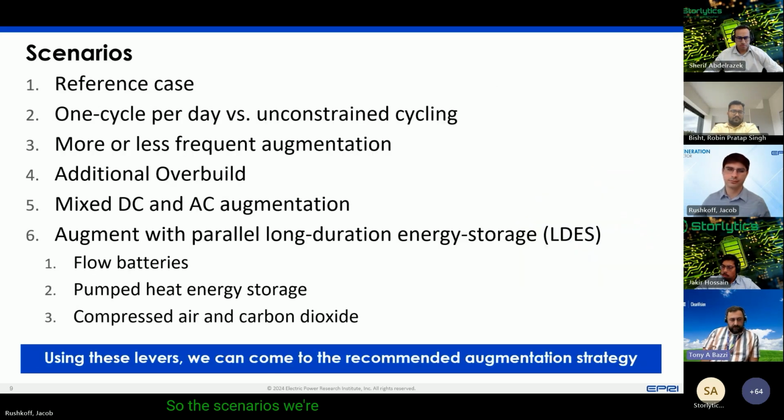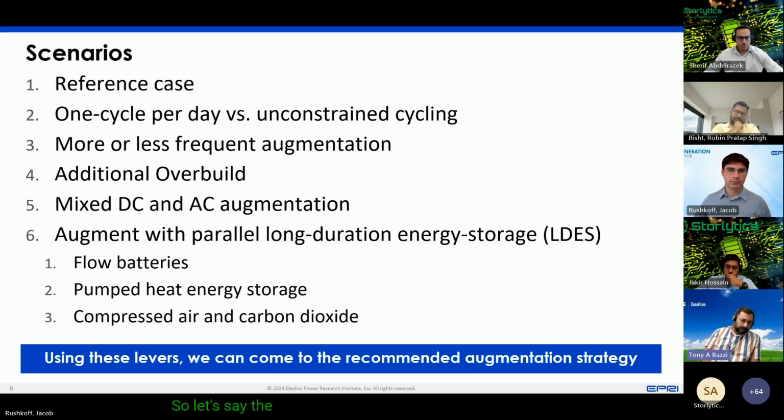The scenarios we're looking at to offset degradation through the process of augmentation include, first of all, the reference case. This is where we're looking at the OEM recommended augmentation schedule. Then removing the constraint around the 1 cycle per day, with and without, looking at more frequent augmentations, so more project.